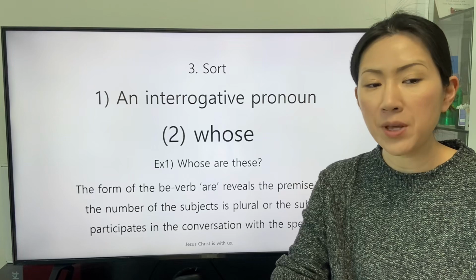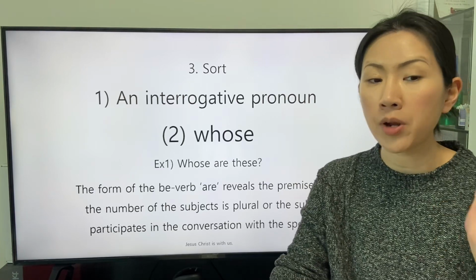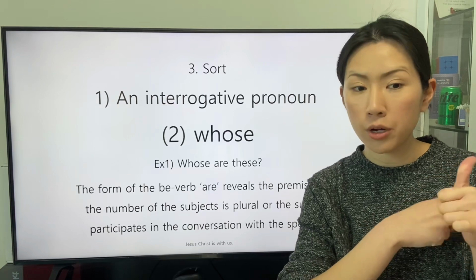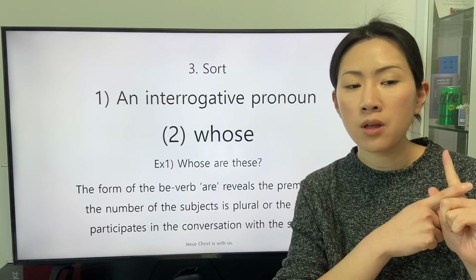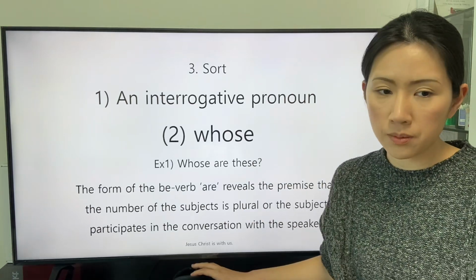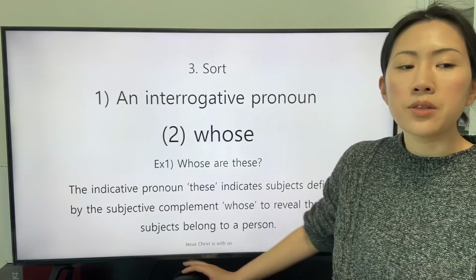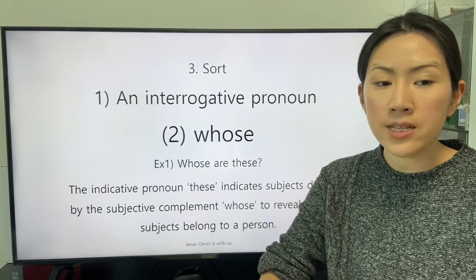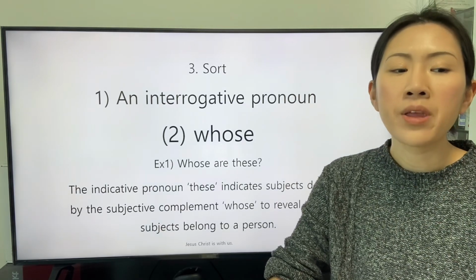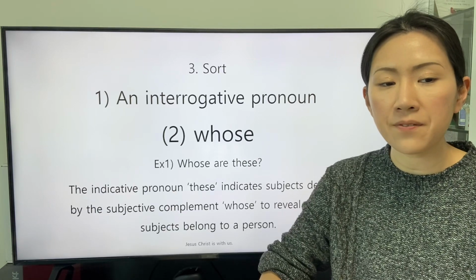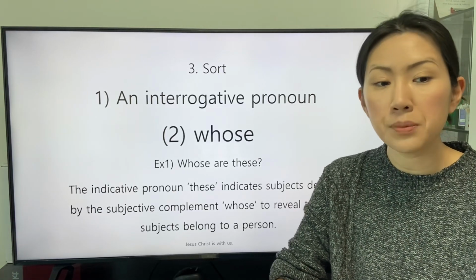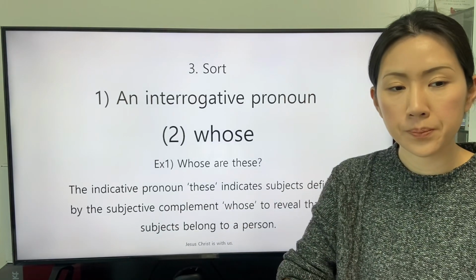The form of the be verb are reveals the premise that the number of the subject is plural or the subject participates in the conversation with the speaker. The indicative pronoun these indicates the subject defined by the subjective complement whose to reveal that the subject belongs to a person.